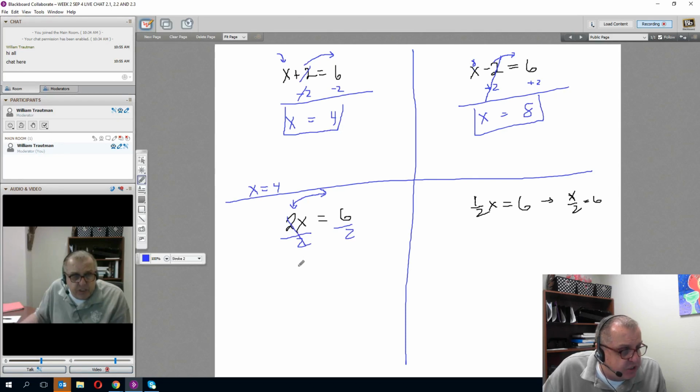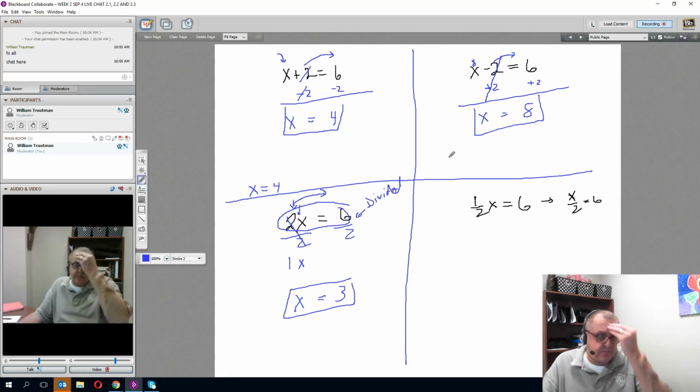2 divided by 2 is 1x. Another way of writing 1x is just x. There's an invisible 1 in front of it. 6 divided by 2, don't forget we're dividing. 6 divided by 2 is 3, and that's my answer. You see, in the original problem, 2 times 3 does equal 6.